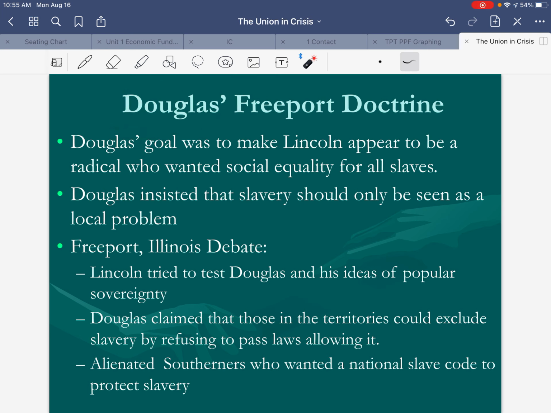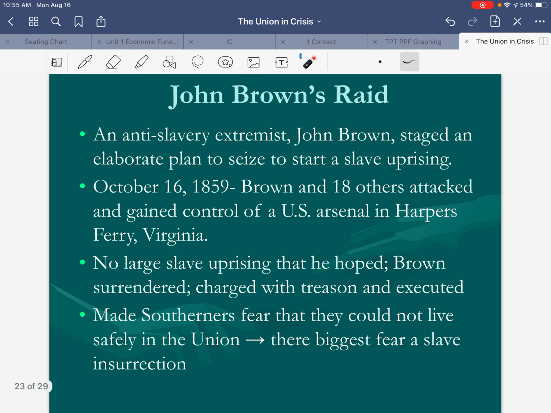That was his thing, that you were able to vote to allow slavery. He came up with that idea. Douglas claimed that those in territories could say slavery is not allowed by refusing to pass laws allowing it. So Southerners saw that as, oh, we thought we were voting for this guy because he's a slavery guy. But he kind of muddled it up a little bit there.